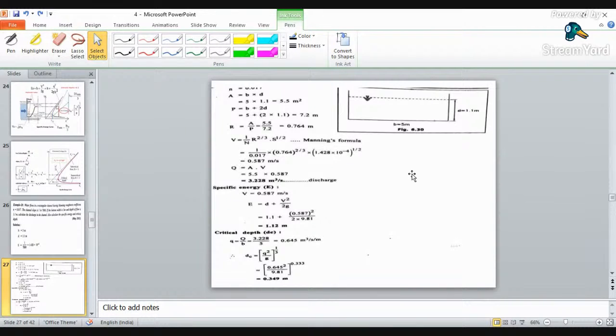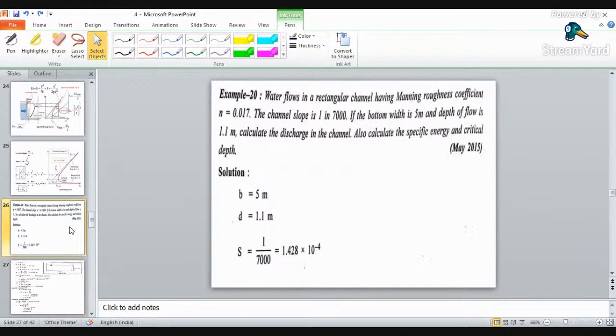Then hydraulic mean radius is area by perimeter. Area is B into D, wetted perimeter is B plus 2D. This also came out as 0.764. Then you have to find out discharge. So discharge is your A into V. Now to calculate discharge, you have two formulas. One is your Chezy's formula. Another one is your Manning's formula. So we will go by the constant.